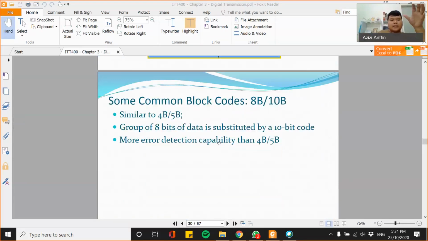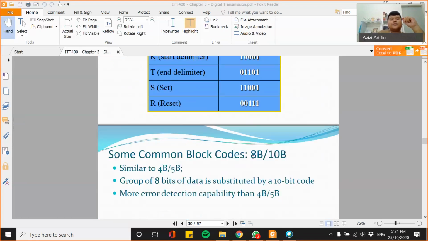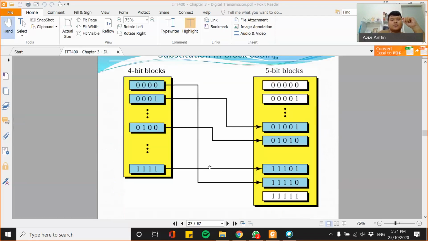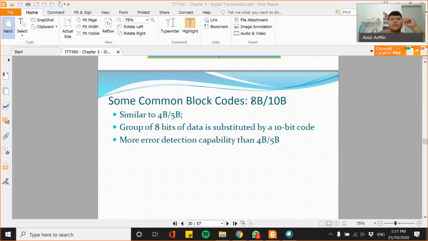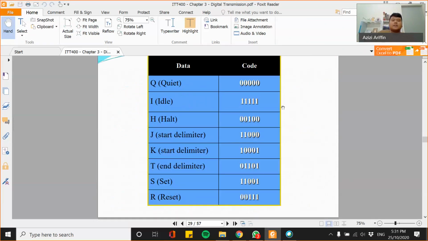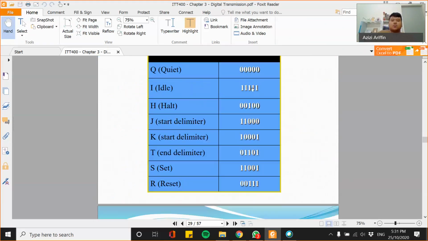Alright, so this is better. There is also an alternative to 4B/5B: we also have 8B/10B. It is almost similar, but instead of grouping into 4 bits, it groups into 8 bits and substitutes them with a 10-bit code. So it is bigger and longer, with more error detection capability than 4B/5B. Earlier we sent 5 bits, whereas this one sends 10.